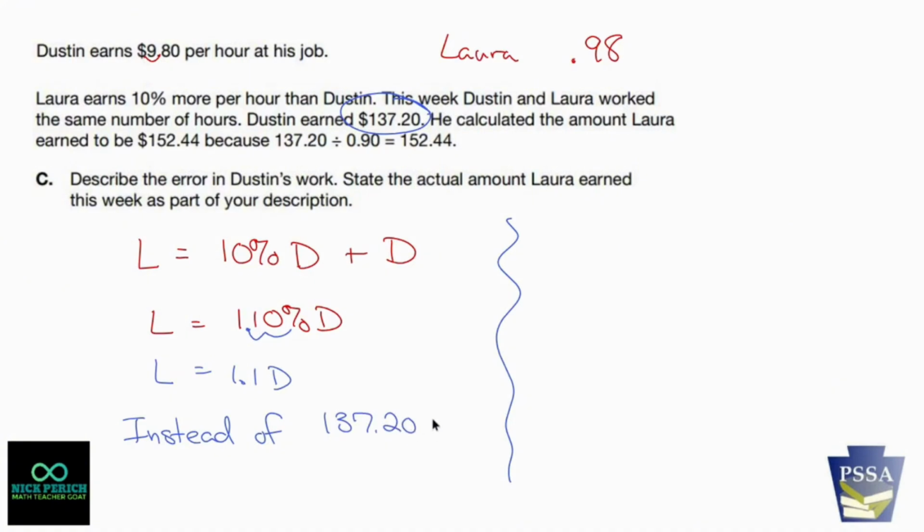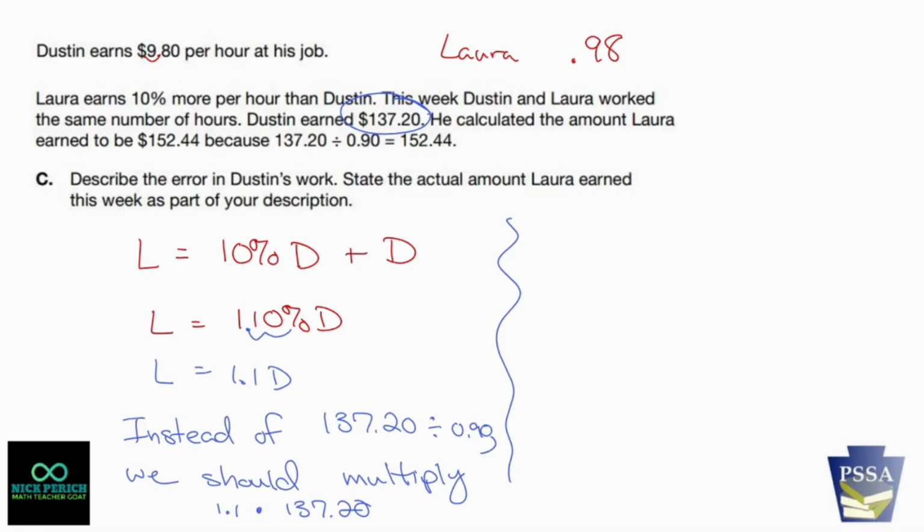So instead of $137.20 divided by 0.9, we should multiply 1.1 times what Dustin made, which is 137.20. So that's the error. The error was dividing by 0.90. That's the wrong thing to do. Instead, we're going to multiply by 1.1.